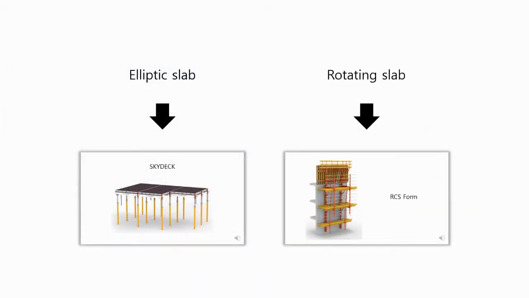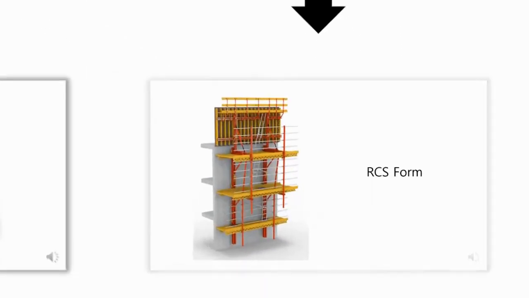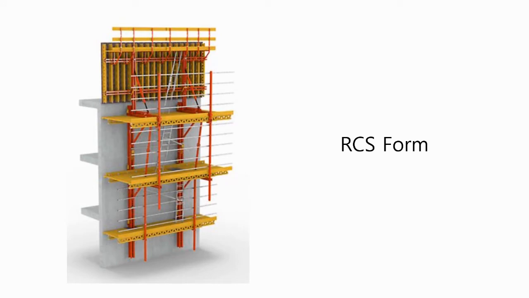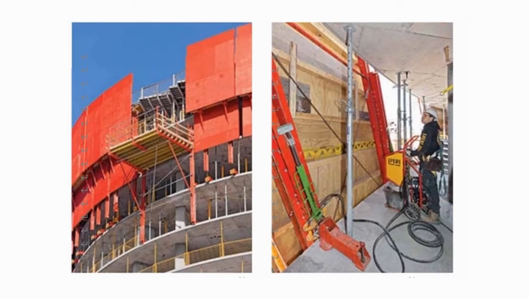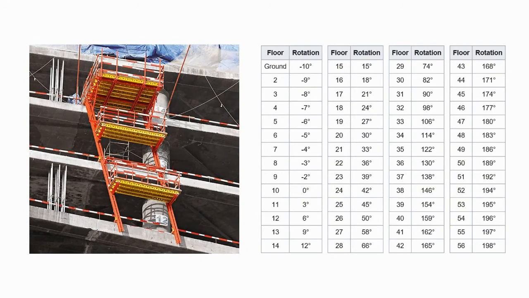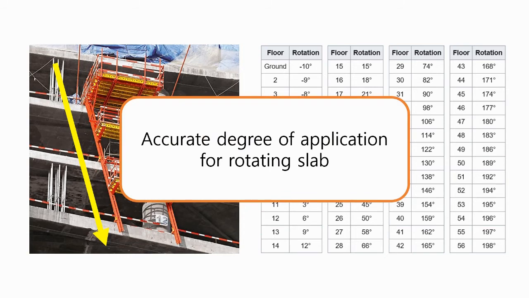The difficulty of construction caused by the rotating slab is figured out by the RCS form. RCS form is the rail climbing system. The most important reason why RCS form is used is that it can be stacked exactly at the right angle. Therefore, the Absolute World Tower, with different angles of slabs rotating on each layer, was also able to implement the correct angle using RCS form.